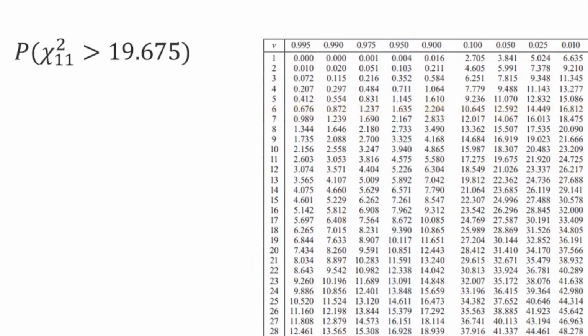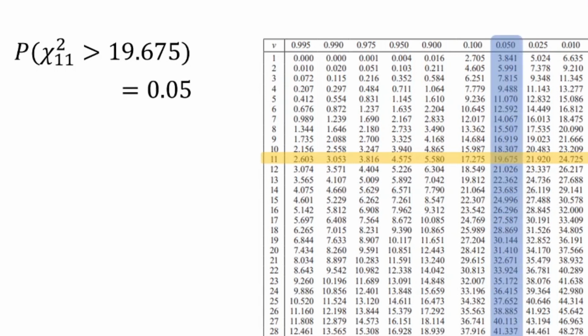Okay, and just one more variation. What if we actually had to find the probability? So here, the probability that the chi-squared distribution is greater than 19.675, what would it be? Let's start with the row, which has 11 degrees of freedom. And I'm just going to read across until one of these critical values is 19.675. And I recognize that that is in the column represented by 5%.